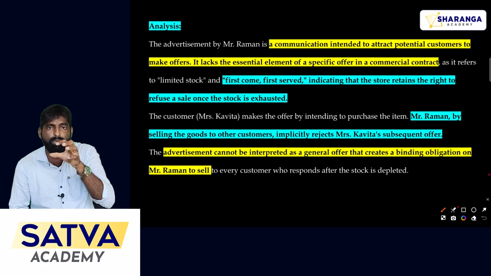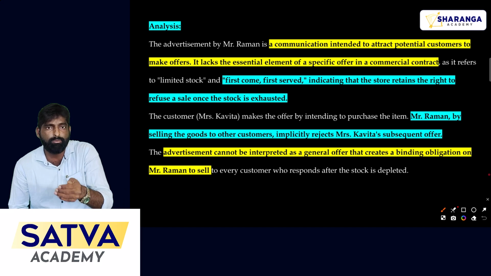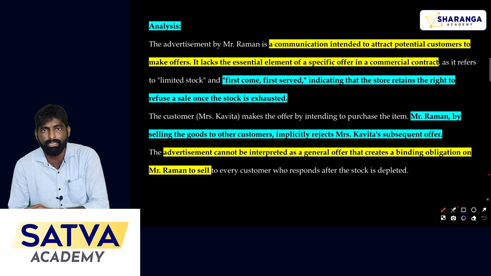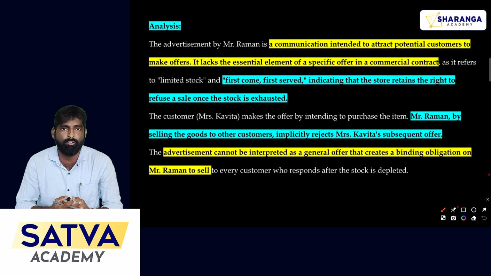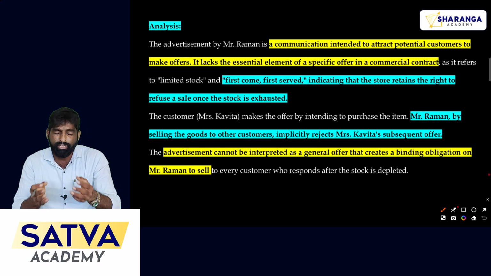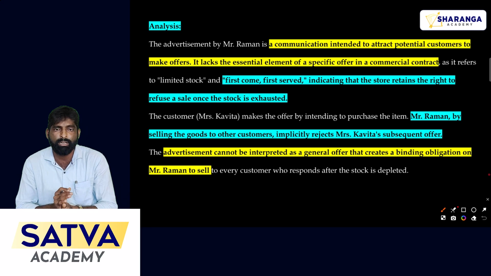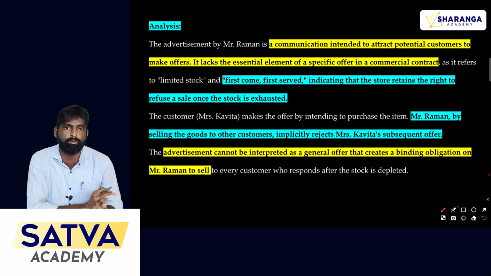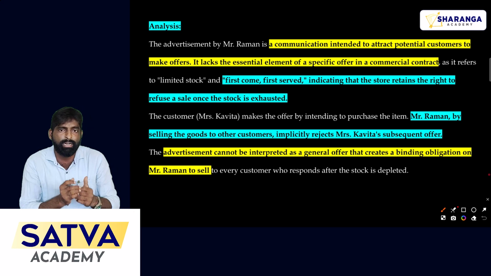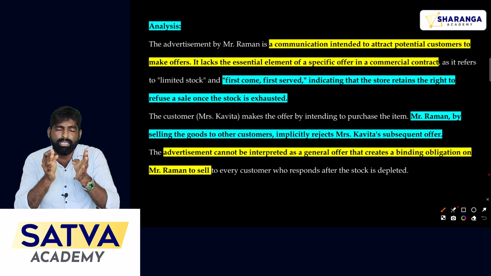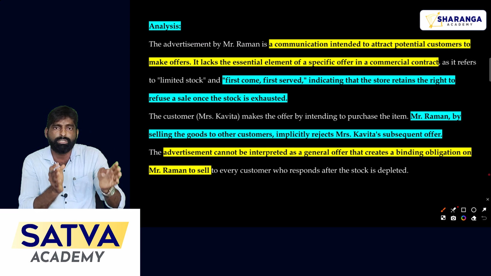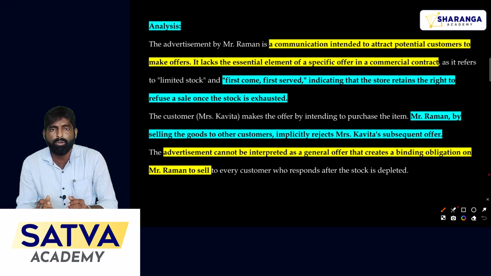So the customer should come to the store and make an offer to the seller to buy the dress. Then, if the dress is available for sale, the seller will accept the offer, and then it becomes a contract. Now in this scenario, it is vice versa. The dress has already been sold to another customer. Now the seller can't sell the specific dress to Kavita. So the seller is helpless here because the goods are already sold out, and it is against the provisions of the law.